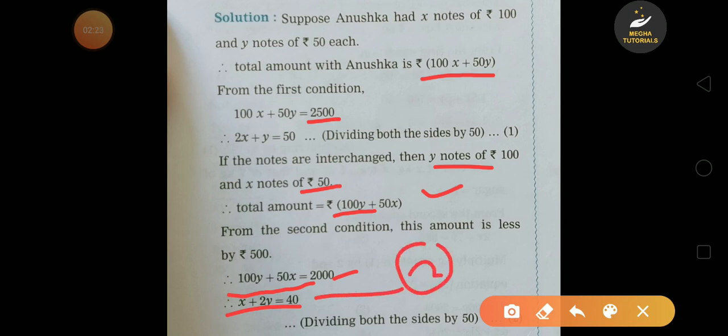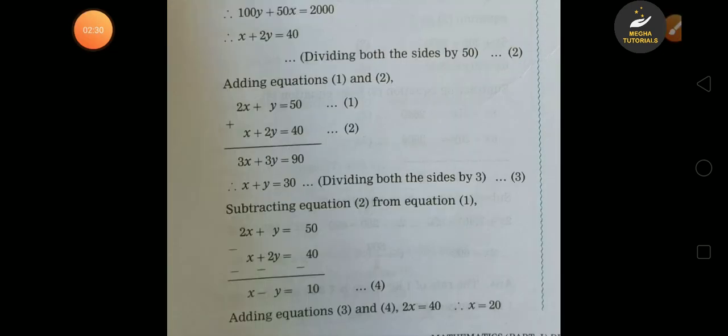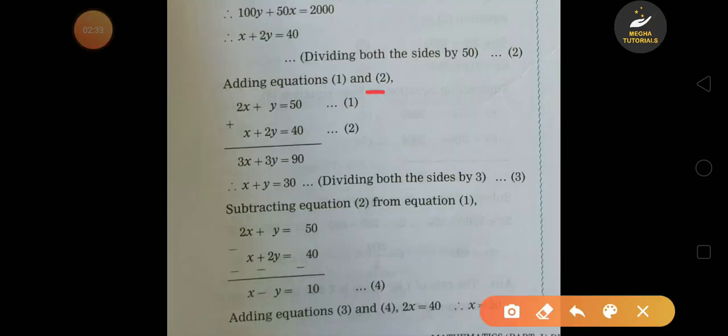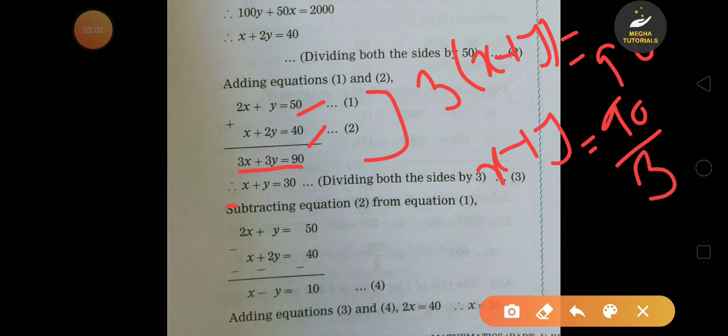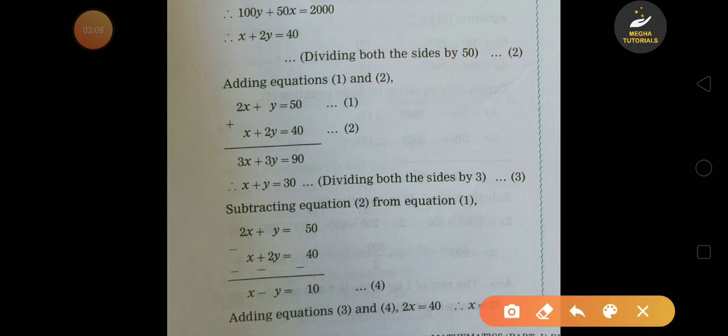Now we will solve equation 1 and equation 2 simultaneously. We can add equations 1 and 2. After addition we will get 2x plus y is equal to 50 plus x plus 2y is equal to 40. So 2x plus x is 3x, y plus 2y is 3y, and 50 plus 40 is 90. So 3x plus 3y is equal to 90. You can take 3 common in brackets, 3 times x plus y is equal to 90. In the next step you get x plus y is equal to 90 upon 3. So 90 upon 3 is 30. Therefore you will get the equation x plus y is equal to 30. This is a new equation, equation 3.